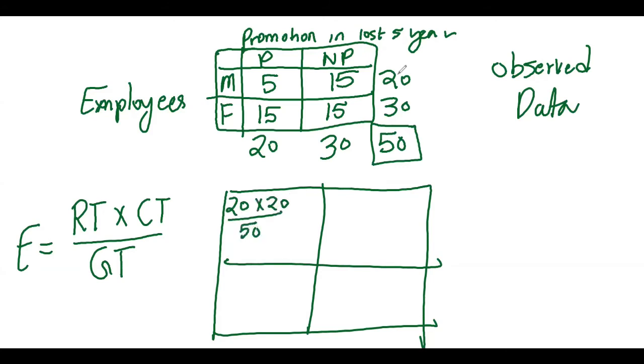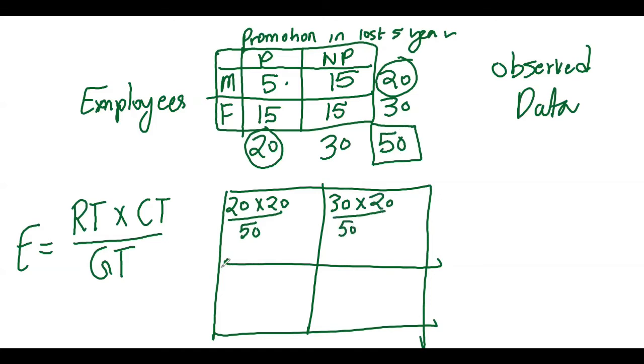So how did I do this? This is 20 multiplied by 20 divided by 50. So this is the expected value of 5. Now how to calculate the expected value of 15? So row total is 20, column total is 30. So I can write 30 multiplied by 20, and the grand total is 50.